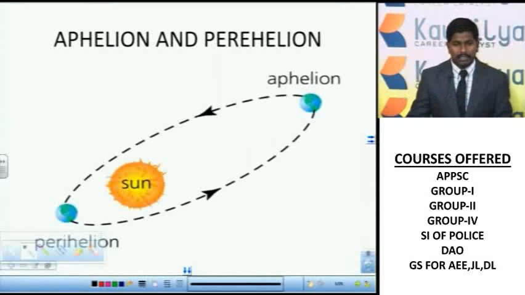In the previous class I discussed earth rotation and earth revolution, and I have seen the results of earth rotation, like the formation of day and night, deflection in the direction of winds, deflection in the direction of ocean currents. Then in earth revolution we have seen the effects of earth revolution as the occurrence of seasons and variation in the lengths of days and nights.